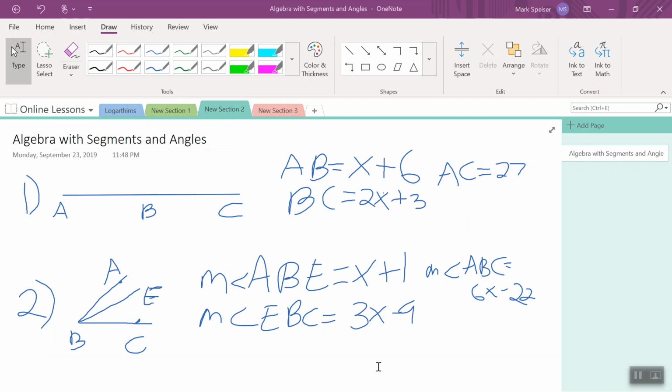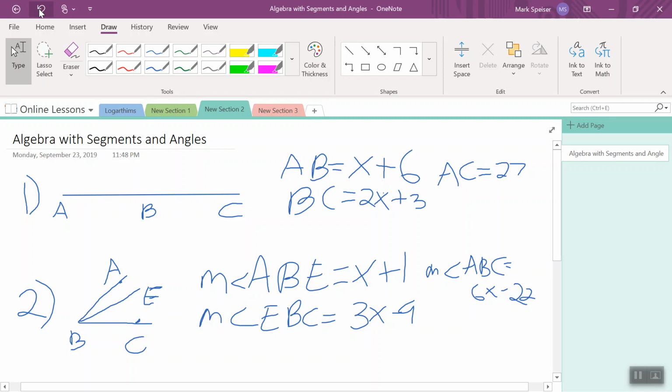Okay, before we begin with any algebra problems, we need to discuss some basic terminology. If you look at the segment ABC in question 1, you see a case of collinear points. Collinear points are three or more points on the same line or segment, as in this case, A, B, and C.